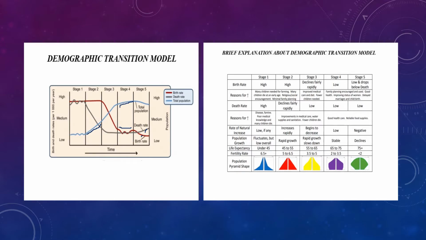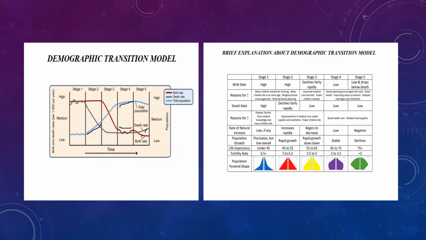The rate of natural increase becomes negative. You can see that from here the growth rate is coming negative, going down. Population growth is also declining. Life expectancy, because of the availability of good medical facilities, increases above 75 years of age, and the fertility rate goes down. Here you can see the shape of the population pyramid, it becomes quite bell and hexagonal shaped.